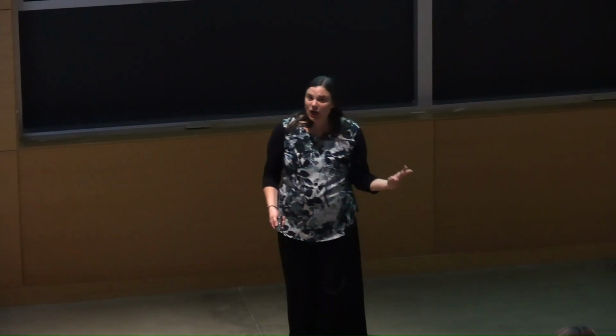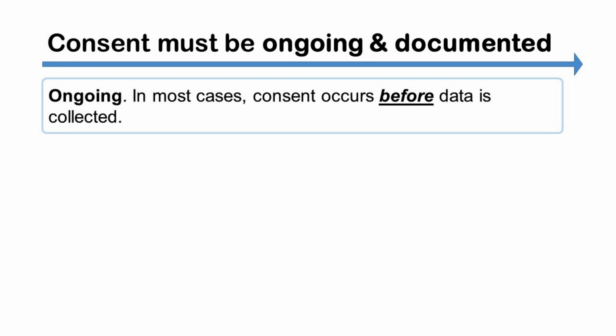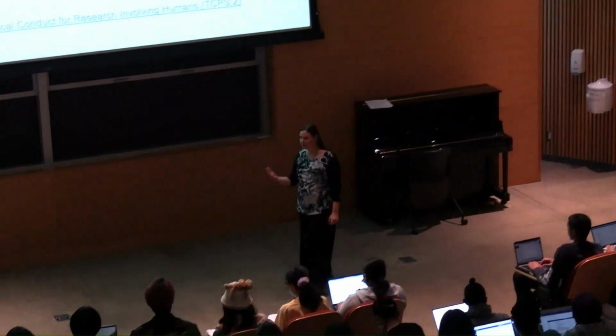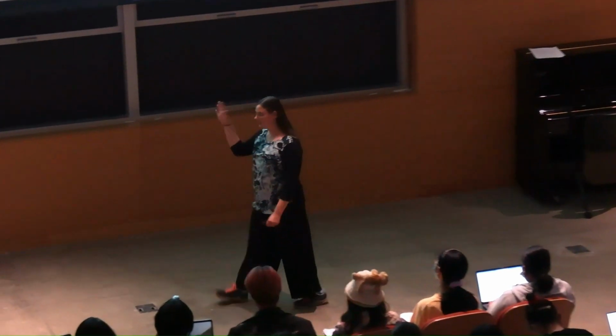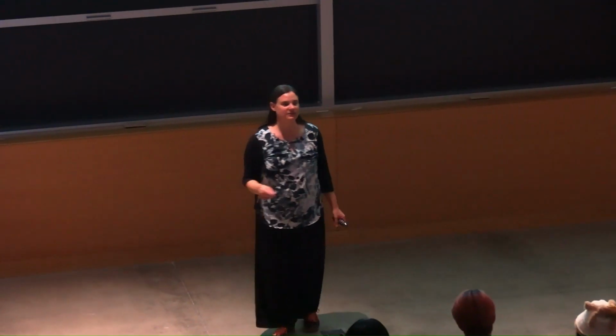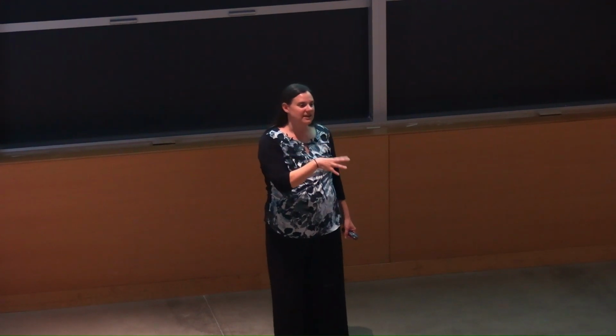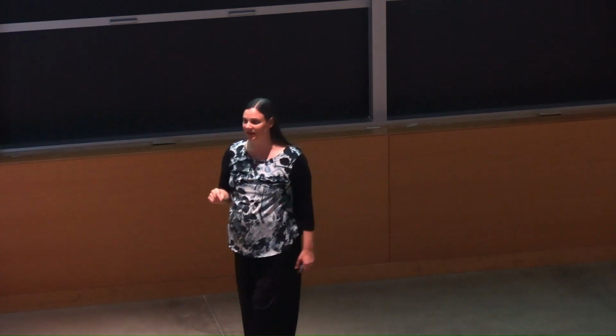Consent must also be ongoing. So in most cases, consent is initiated before the data is collected. And in most cases, the Research Ethics Board is going to look to see, have you put into place some kind of formal consent process? It doesn't always have to be a written informed consent. It could be a verbal conversation. It could be implicit consent. There are a variety of ways that this formal consent process should occur. But participants should be informed about the nature of the research study before they agree to participate in it.